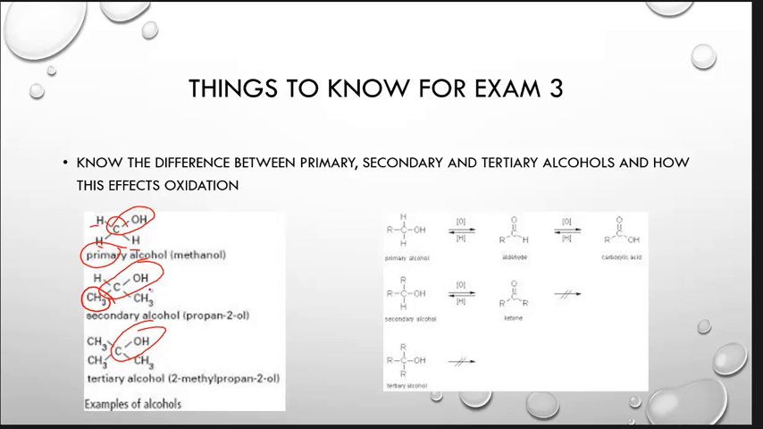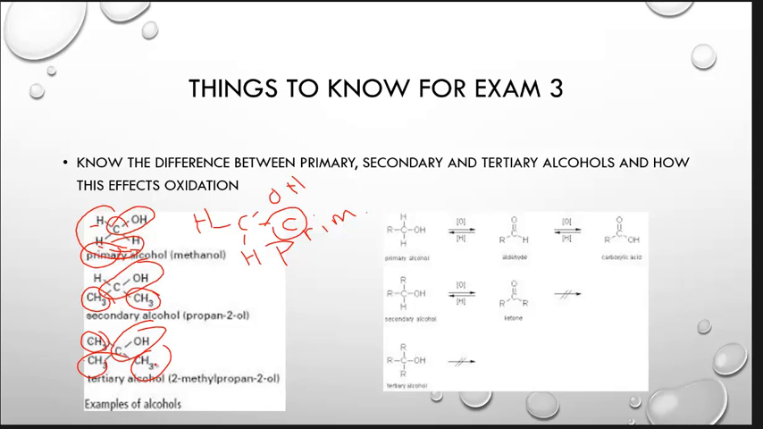Secondary, there are 2 carbons coming off of it. That's what's making it secondary. Tertiary is 3. Now, this can be in addition to the 1. If you only have 1 other carbon coming off of it, that's also a primary. So if there's no carbons, or if there's only 1 carbon, it's considered primary. If there's 2 carbons, it's secondary. If there's 3 carbons coming off of it, it's tertiary.